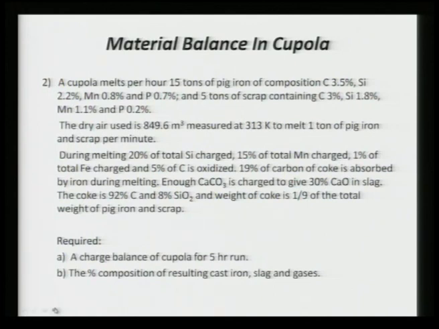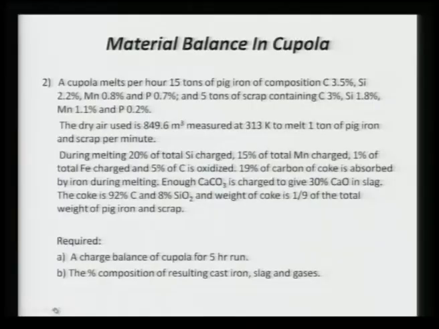You should read the problem very carefully to solve it. During melting, 20% of total silicon charged, 15% of total manganese charged, 1% of total iron charged and 5% of total carbon is oxidized. 19% of carbon of coke is absorbed by iron during melting. Enough calcium carbonate is charged to give 30% calcium oxide. So, you are seeing the components of the burden, as I mentioned in my introductory remark: pig iron, scrap, limestone and coke.